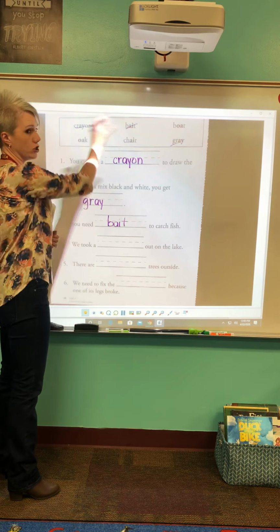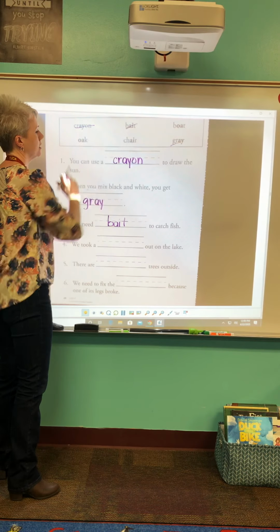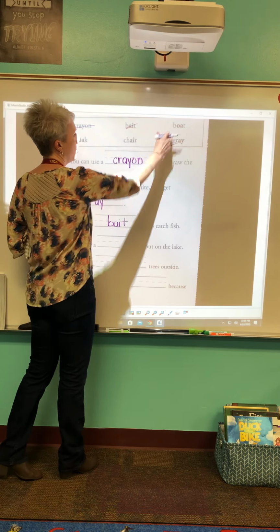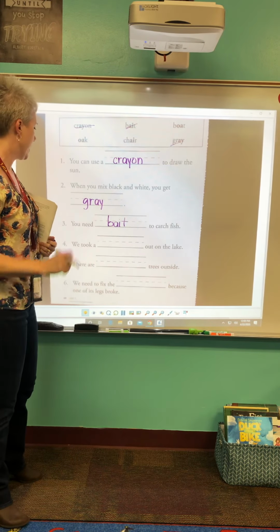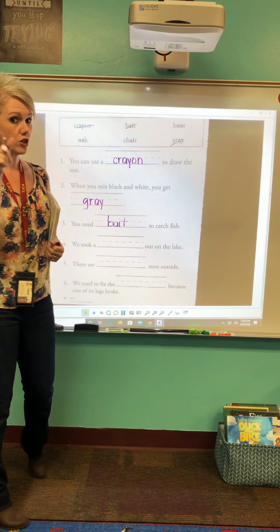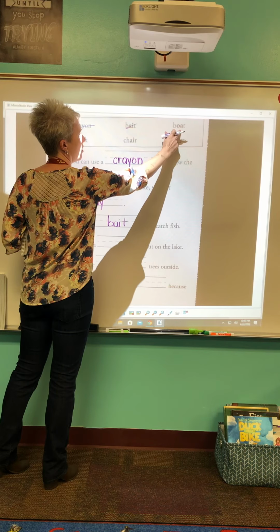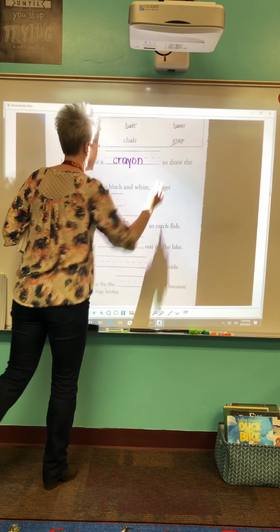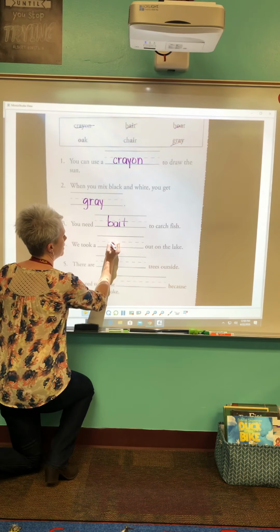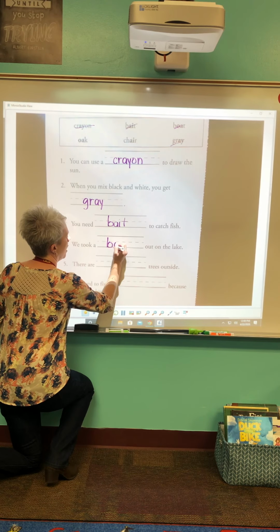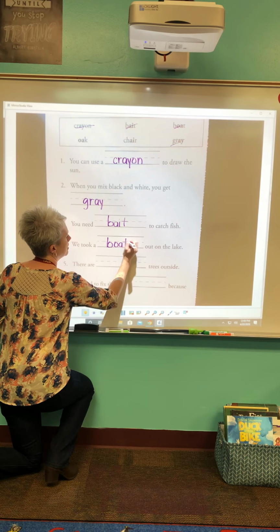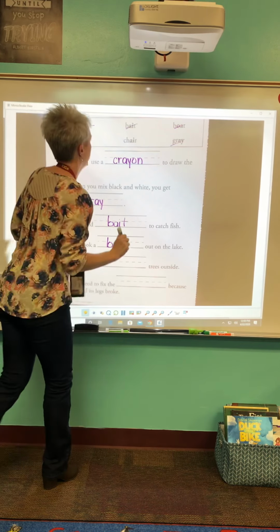Number 4. We took a blank out on the lake. What do we take? Look at your words. Out of our words that are left, oak, chair, and boat, what would we take out on the lake? Yell it out to me. Good job. We took a boat. B-oat. Boat. Let's sound it out as we write it. B-o-a-t. Boat. Out on the lake.